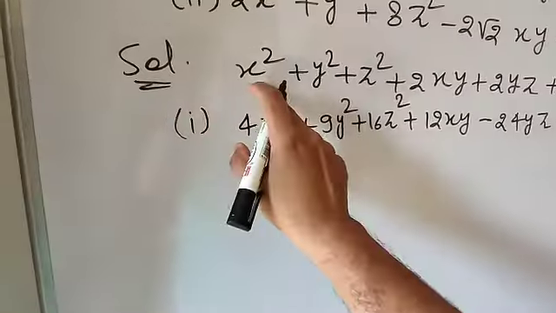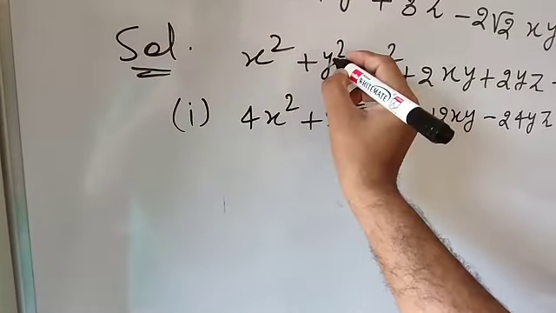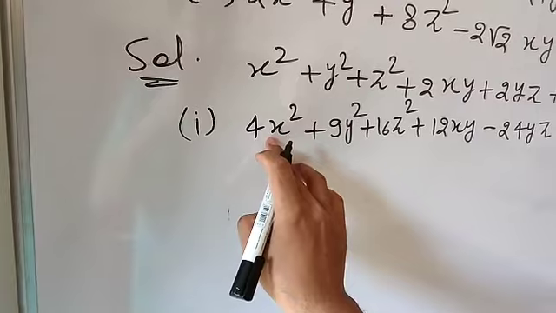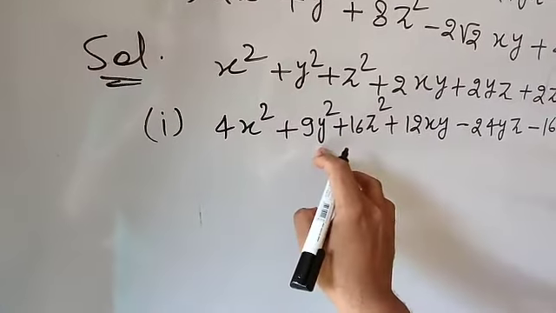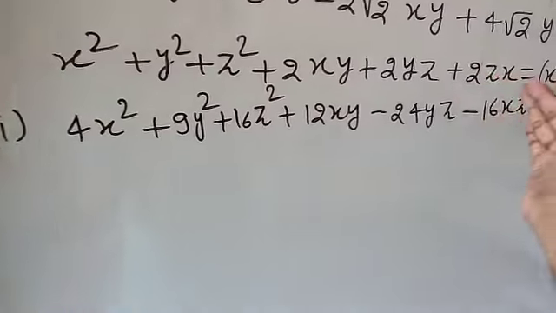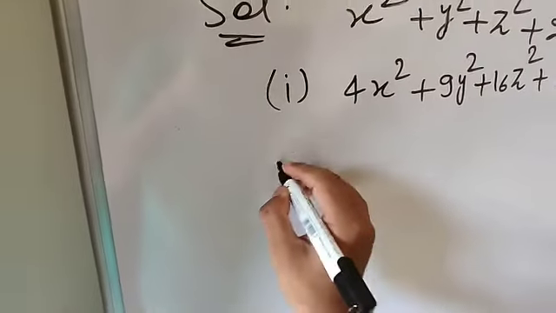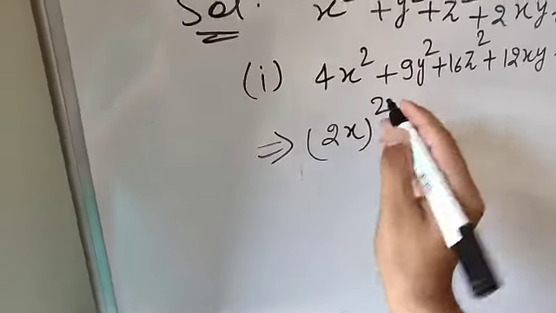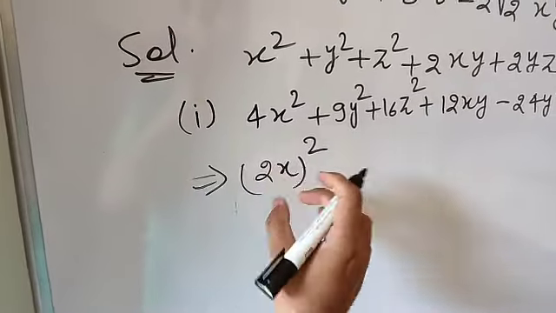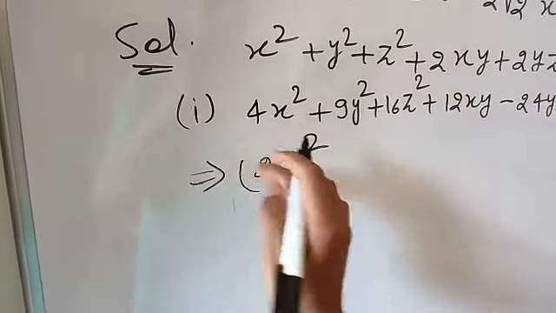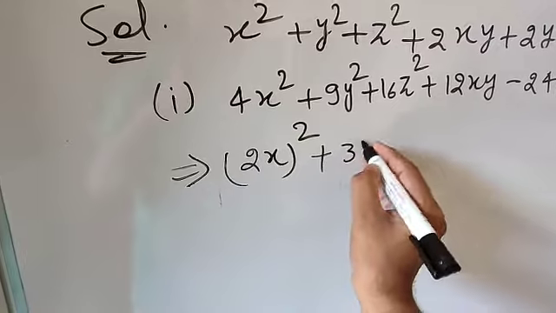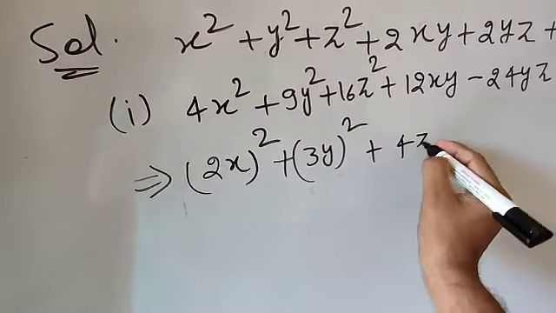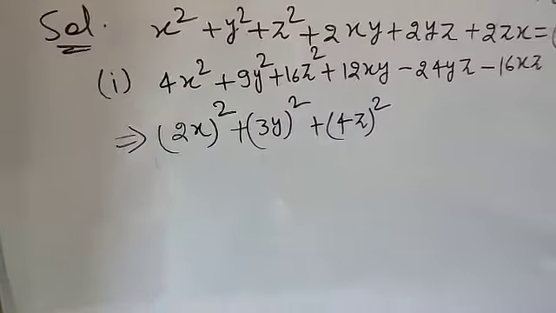So here compare the identity with the question. At the place of x square, 4x square, at the place of y square, 9y square. If I write it like this, 4x square is the square of 2x, it can be written as (2x) square. The square of 2x will be 4x square. 9y square is the square of 3y. 16z square is the square of 4z.